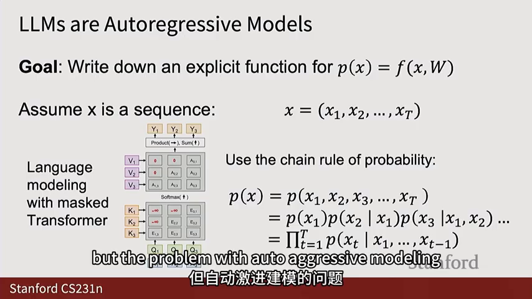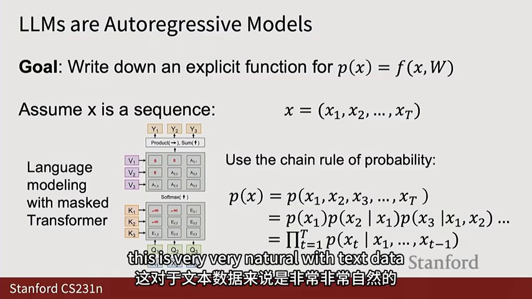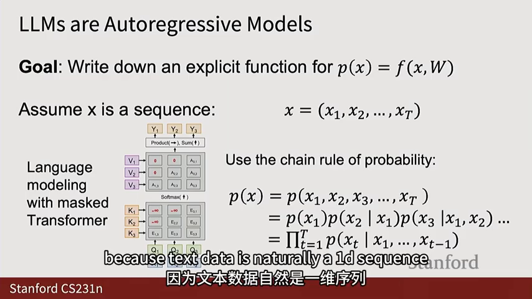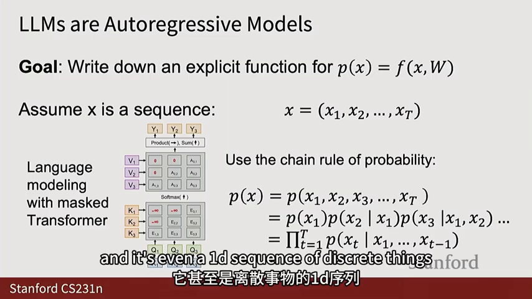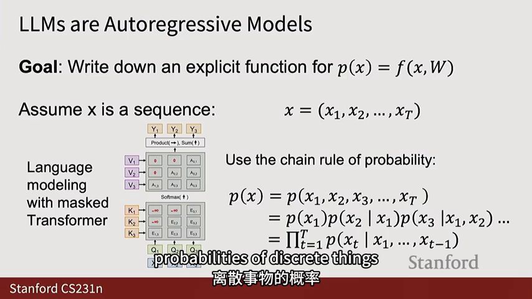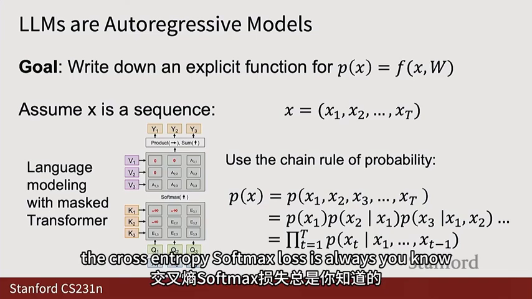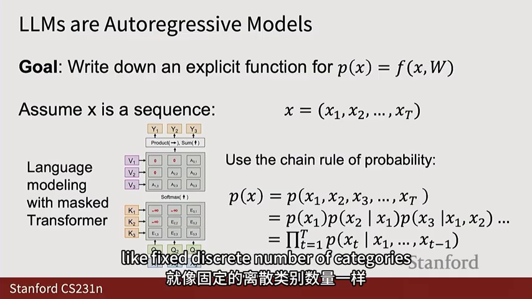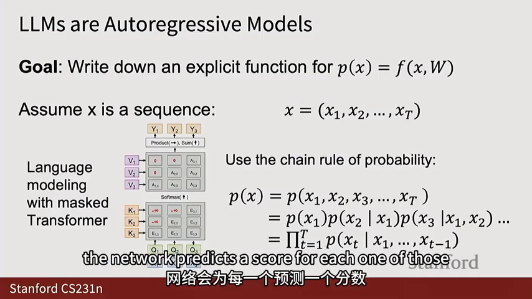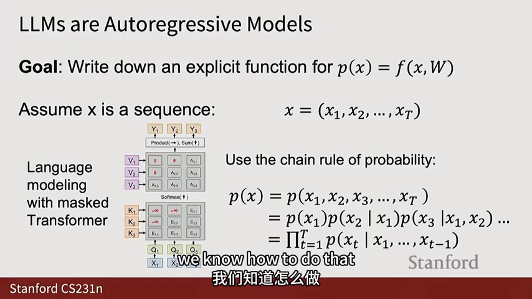But the problem with autoregressive modeling is that you need to break your data up into a sequence. This is very natural with text data, because text data is naturally a 1D sequence. And it's even a 1D sequence of discrete things, which is great because it's very easy to model probabilities of discrete things. We've been doing that all semester, with our favorite cross-entropy softmax loss. The network predicts a score for each one of a fixed number of discrete categories, normalizes it with a softmax, and trains with a cross-entropy loss. We know how to do that.